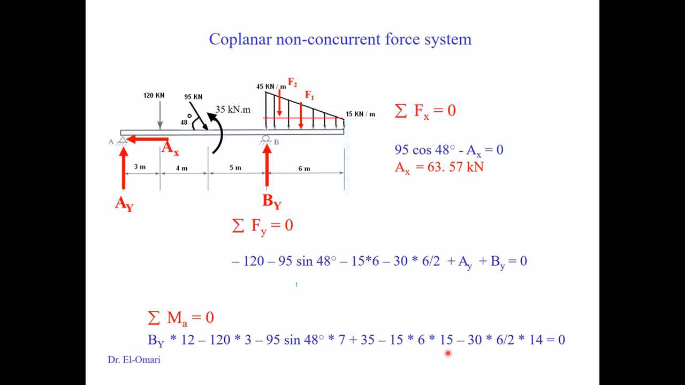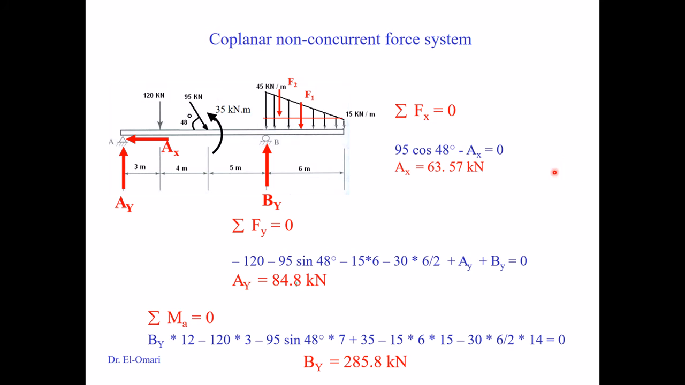Here, 15 times, 30 times 6 half, that's the resultant of the triangle, multiplied by 14. First, the 1/3 adding to the distance depends on where you take your moment about. And of course here, the sign is important. Any mistake you make there gets all your answers wrong. So followed by that, you solve it for By. You get the value of By in kilonewtons, and then substitute here, you get the Ay. And this is a coplanar non-concurrent force system.